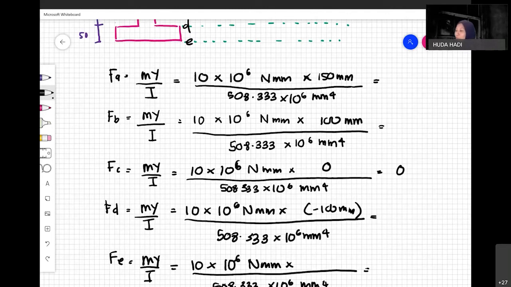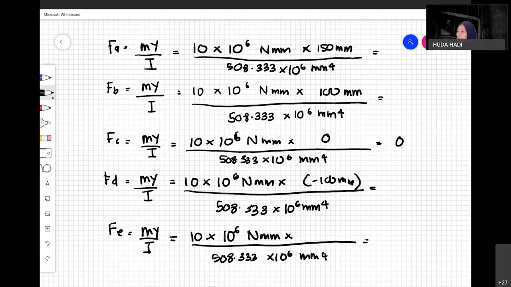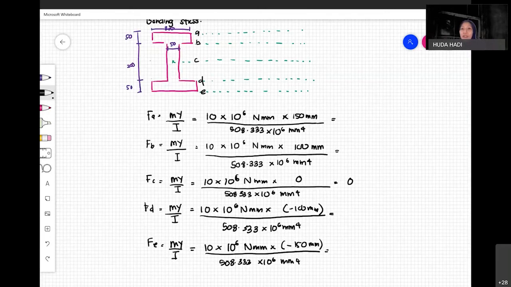If anyone doesn't understand, I have to go fast because it's already 12:31 and we need to move on to the shearing stress part. And the other one is E, which will be the same as A because this is symmetrical. So obviously it is negative 150 because it is also below the centroid. Right, who wants to answer for A? 2.951. Okay, correct. Thank you, Nadila. And then who wants to try for B? 1.967. Correct, Damia. Submit. Okay, thank you.